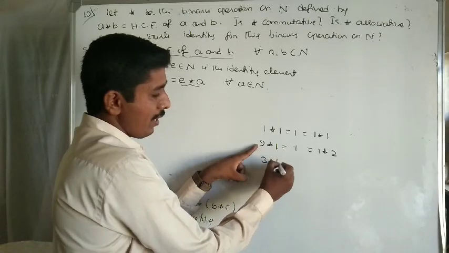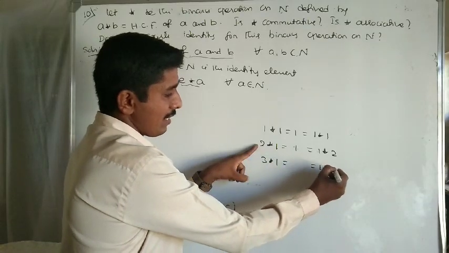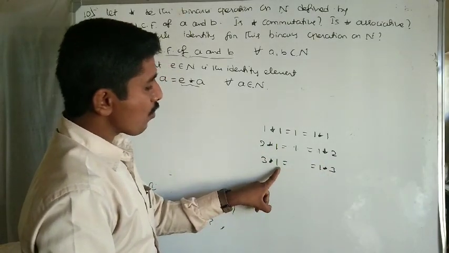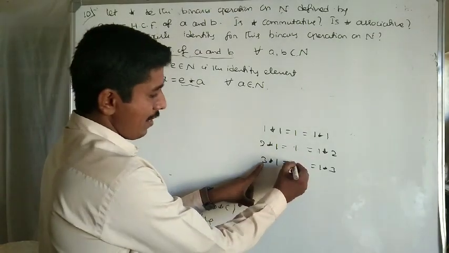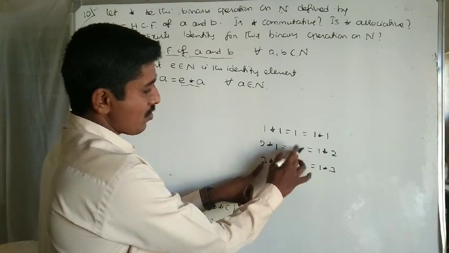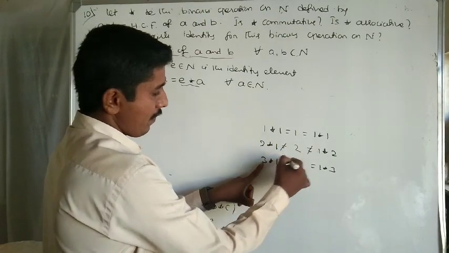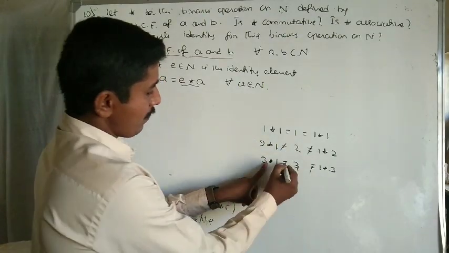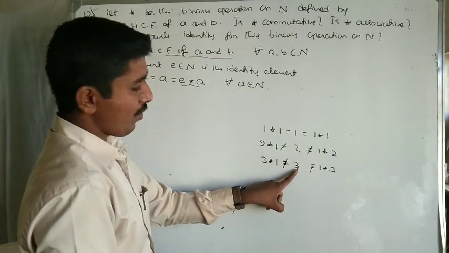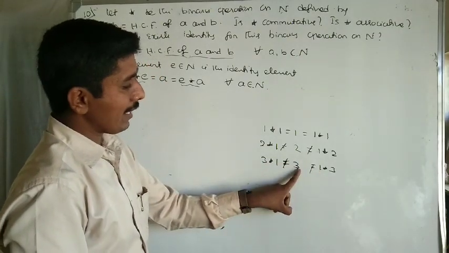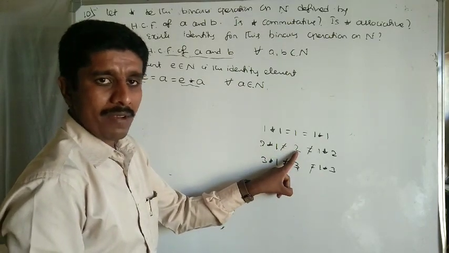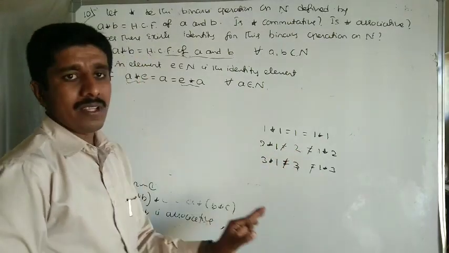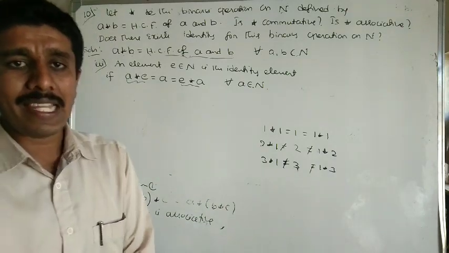Suppose 3 star 1, 1 star 3. What is the highest common factor of 3 and 1? 1. Highest common factor of 3 and 1 is 1 but not 3. Highest common factor of 2 and 1 is 1 but not 2. This is not possible. Therefore, identity element does not exist.